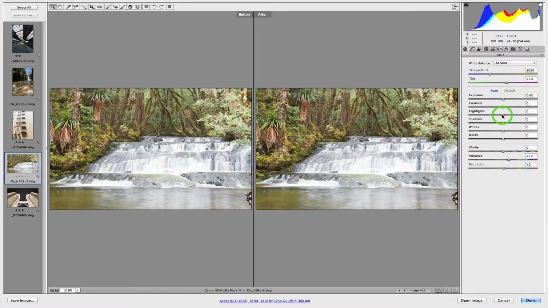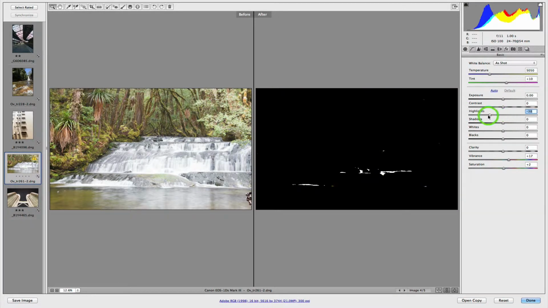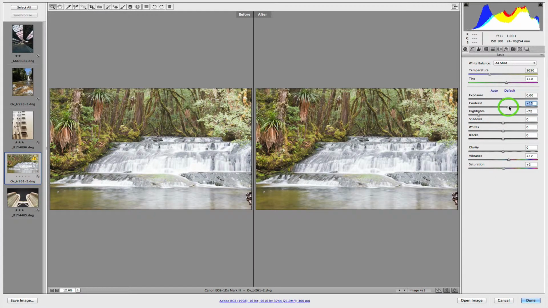Returning to the waterfall image again, and remember we process this file by reducing the highlights, adding some contrast, and we reduce the exposure slider. In this instance, the recovery of the highlights is good and beneficial to the entire image.